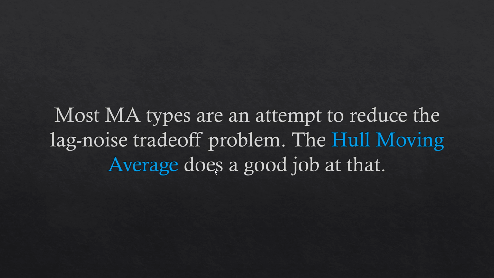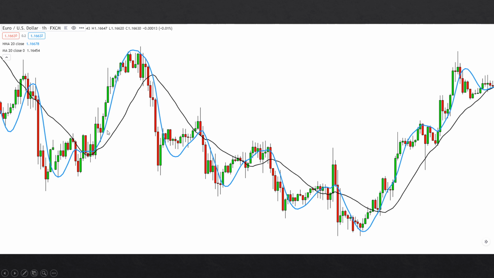Just so you can have an idea of the added benefit of using a Hull MA instead of a regular SMA, for example, take a look at this chart where we have a 20-period SMA in black and a 20-period HMA in blue. Note how the HMA follows price more closely with less lag and slightly greater smoothness. Here you can see that the Hull moving average does a much better job than the simple moving average, assuming we are looking for how the MA responds to changes in price direction.